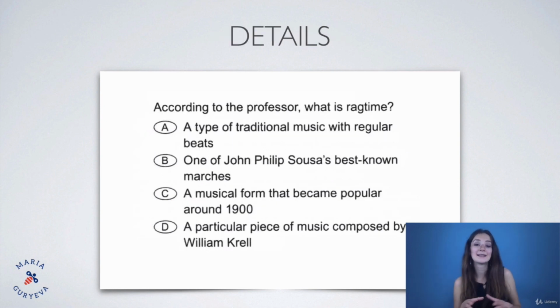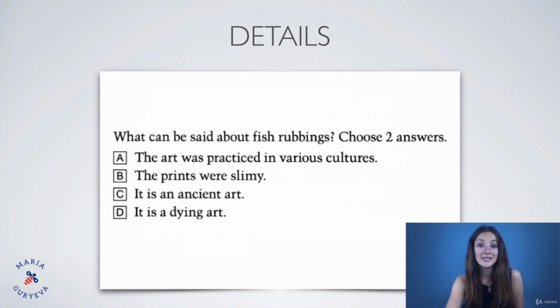So now this is an example of a details question. According to the professor, blah, blah, blah, right? What is ragtime, or anything else. According to the professor, and they're asking you about a specific detail from what you were listening to. So you need to pay a lot of attention while you're listening to the passage. You need to write down as many notes as you can. And once you have a details question, you need to just look at your notes and see where the answer is. Where did you write this down? Okay. This is another example of a details question.